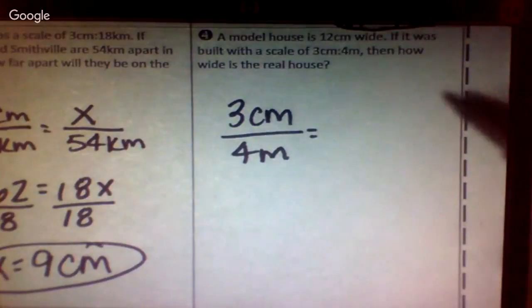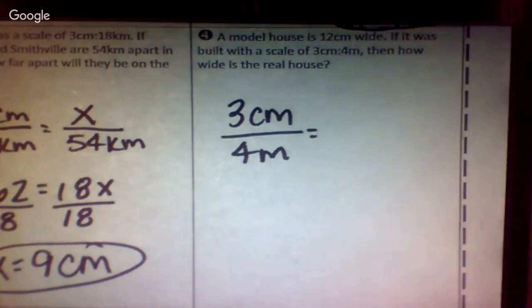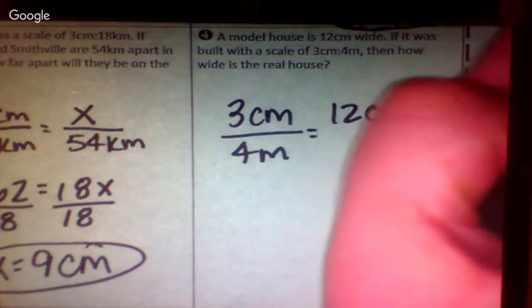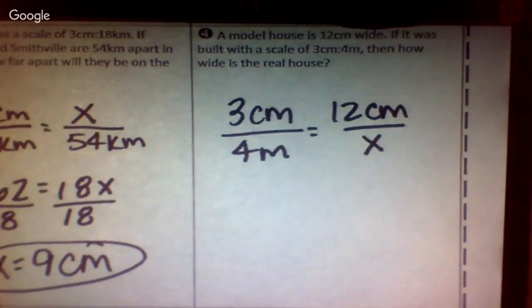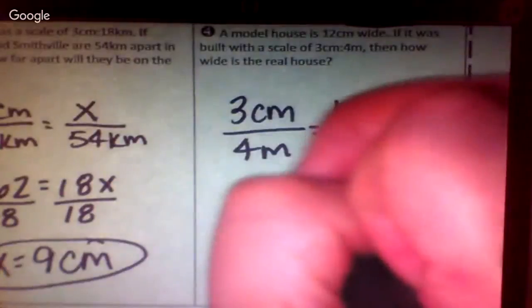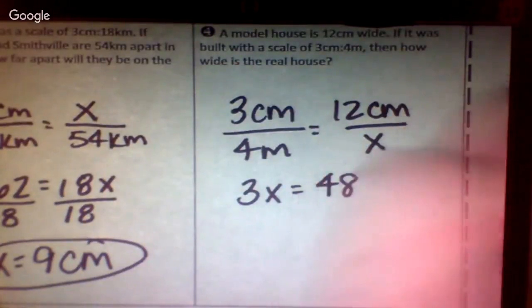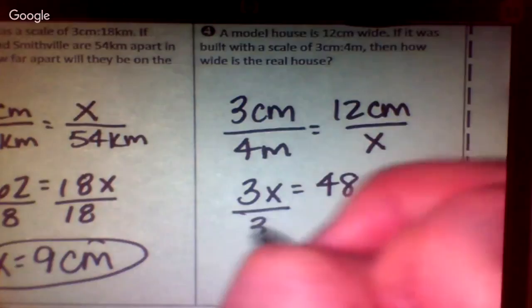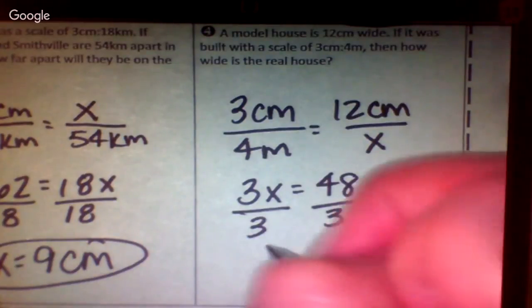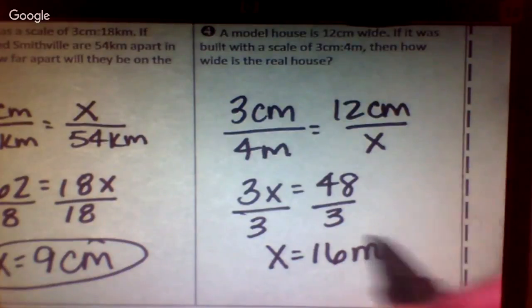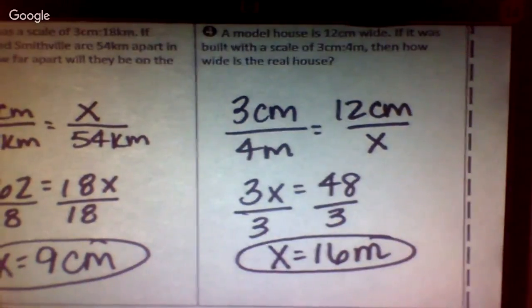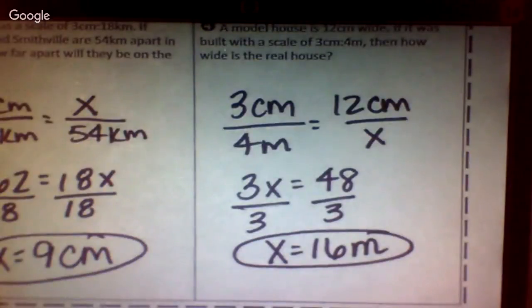Okay. So if I do 3 over 4, the second fraction is 12 over X, because they give us centimeters. So if you put centimeters on the top, it has to stay on the top. So when I cross multiply, 3x equals 48. We divide by 3. X equals 16 meters. 16 meters. Questions?